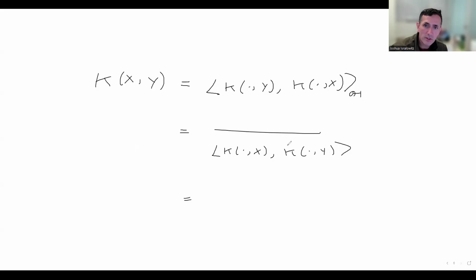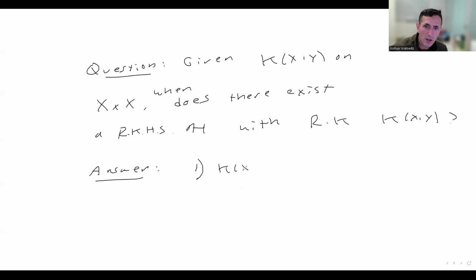Right. And so now it's the same thing, but this is complex conjugate K of Y. So that's the first thing we need. K of X, Y is the complex conjugate of K of Y, X. This is for all X and Y in big X times big X.